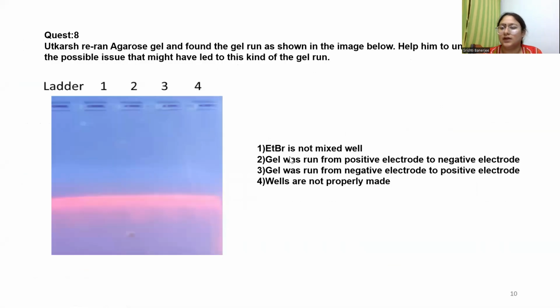Okay. I hope my screen is visible. So Rajesh has said that option 4 is the correct answer. Wells were not made properly. Okay, the wells are quite unclear here. Fine. Justified.